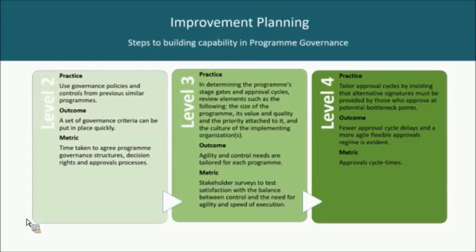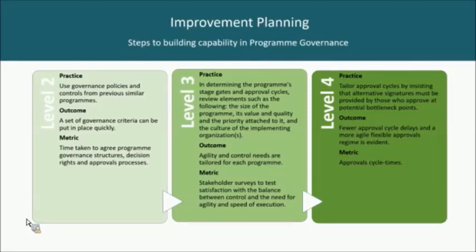And what type of evolution have we got here? Well, we're looking at the critical capability of program governance in this case. And if we look at a level 2 practice, use governance policies and controls from previous similar programs. Again, not exactly earth-shattering stuff. Not a lot of organizations are even building that level of repetition in. By the time we get to level 4, though, look at what that evolution becomes. We're getting down to the approval cycles and tailoring them, ensuring that we've got alternative signatures in place in order to remove bottleneck points. It's pretty advanced stuff that a lot of organizations are not currently involved in.